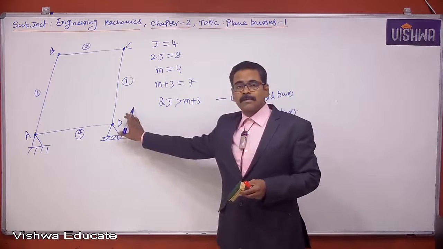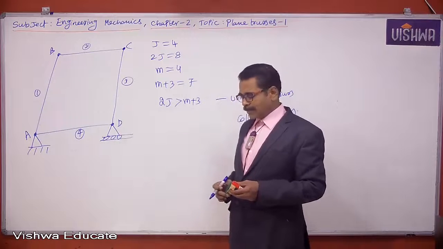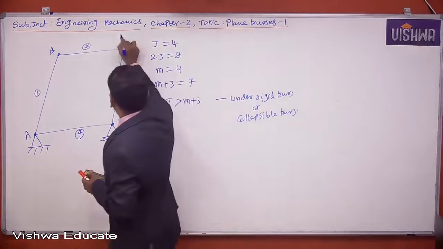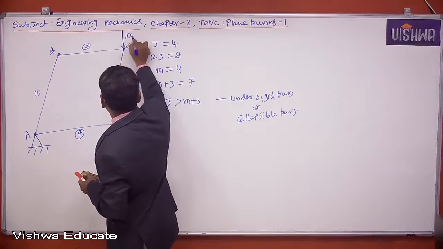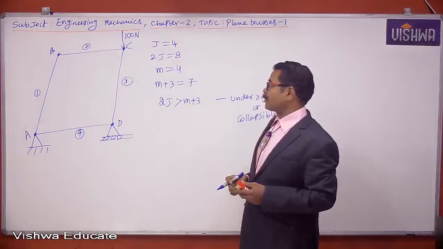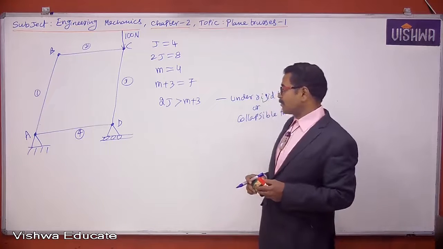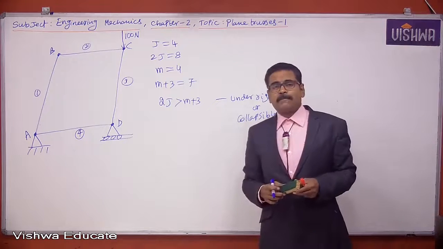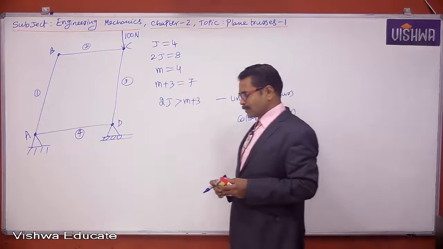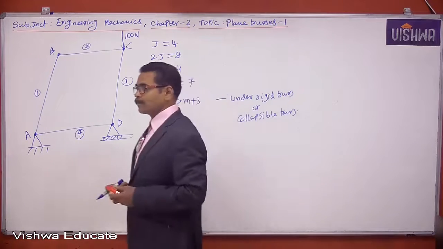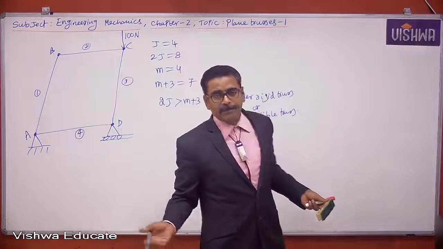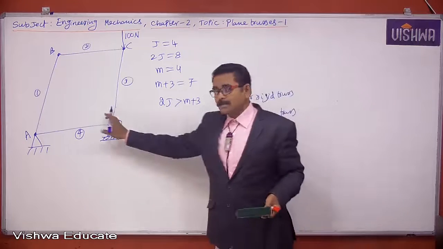This is a collapsible truss. And one point you have to understand: I may give a truss like this and apply a force, maybe 100 newtons, right? I may ask you, what is the force carried by member AB? Or what is the force carried by member AD or member CD, like that? What is your answer? When I apply this load on this truss, immediately this truss will collapse. After collapsing, what is the load carried by any member? So this is a collapsible truss.